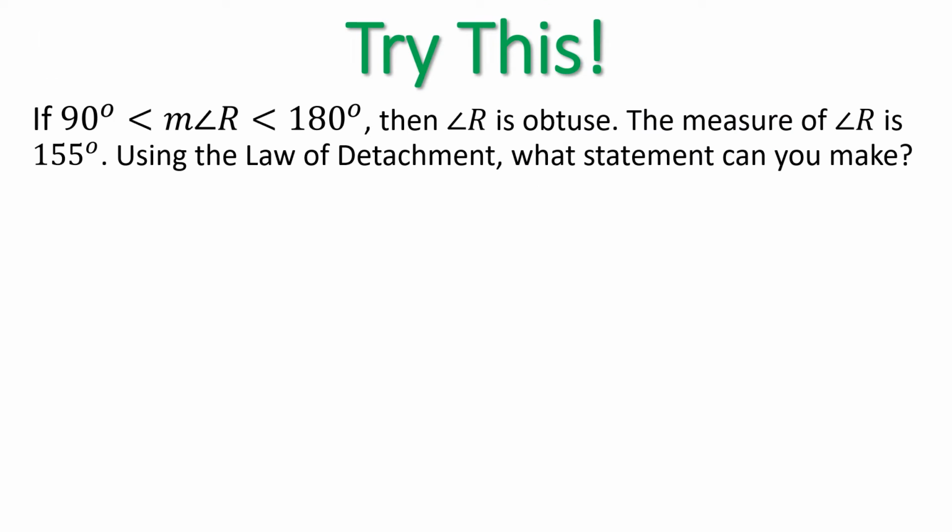Now it's your turn to try. If the measure of angle R is between 90 degrees and 180 degrees, then angle R is obtuse. The measure of angle R is 155 degrees. Using the law of detachment, what statement can you make? Pause the video. Give it a try. Unpause the video when you're ready to check your answer.